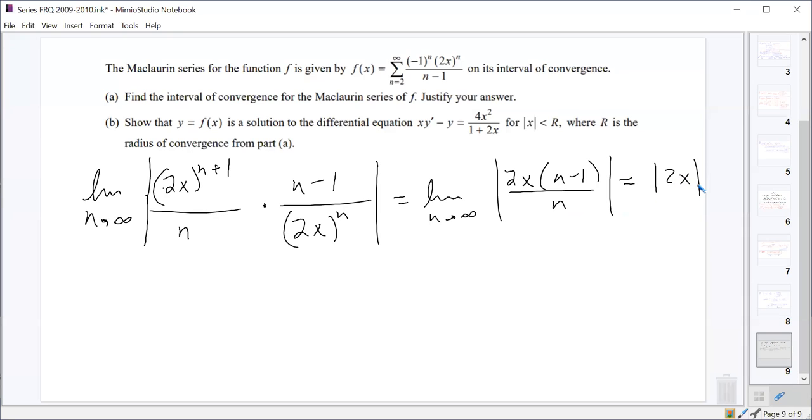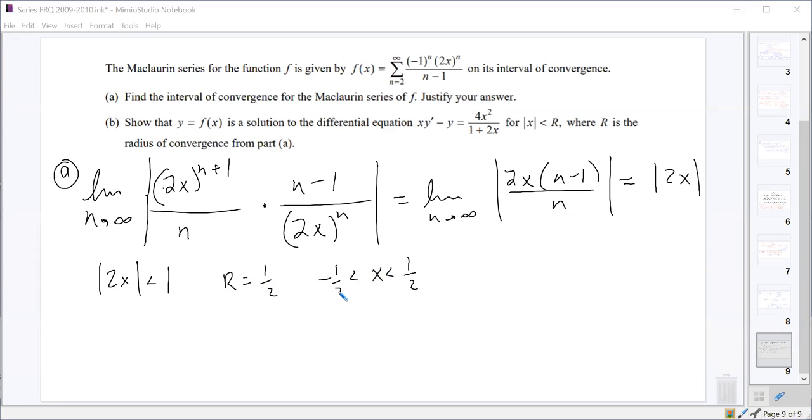Good to start with. And so then that's part A. So then we would say the absolute value of 2x is less than 1, which would give us a radius of convergence of 1/2, and tell us that it converges at least for x less than 1/2, greater than -1/2. And we would need to then check the endpoints, right?